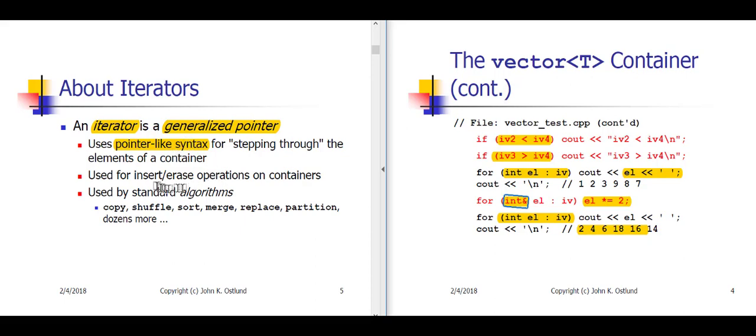Iterators are used in containers not only for looping through, but also for specifying locations in containers where you want to insert a new value or where you want to erase a value. They're also used in what are called standard algorithms. This gets at what we call generic programming, where we can write an algorithm that uses iterators, so the algorithm doesn't even need to be aware of the implementation details of which kind of container it's operating on.